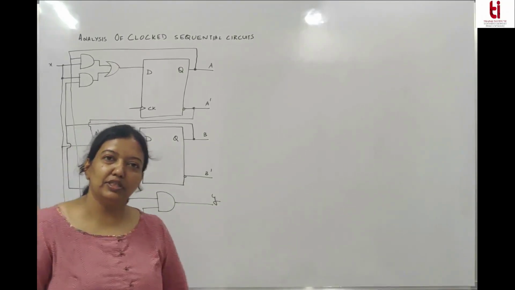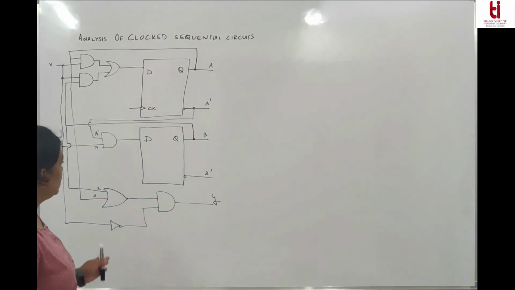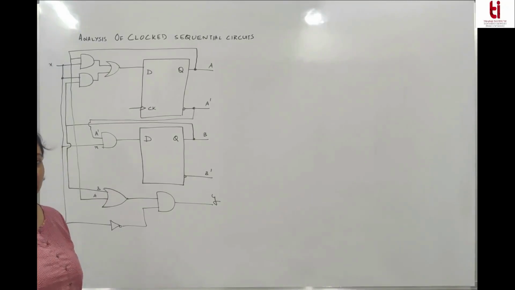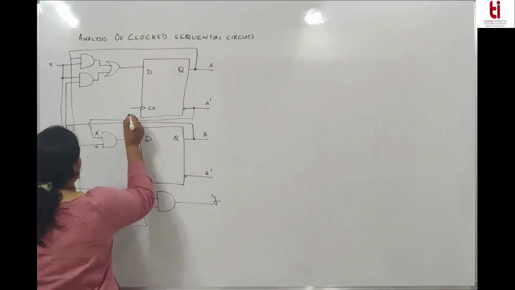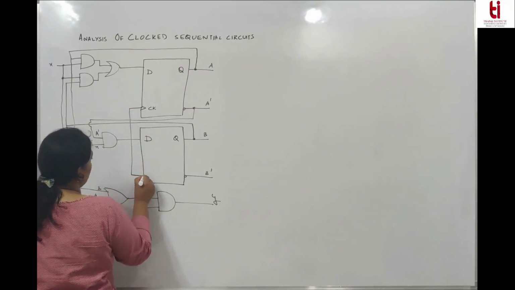Analysis of clocked sequential circuits. So we have a sequential circuit. Now what is a clocked sequential circuit? Any circuit which has flip-flops in it is called a clocked sequential circuit. So this is a clocked sequential circuit where we have D flip-flops. There is a clock also. Both the circuits are being clocked together with a clock.